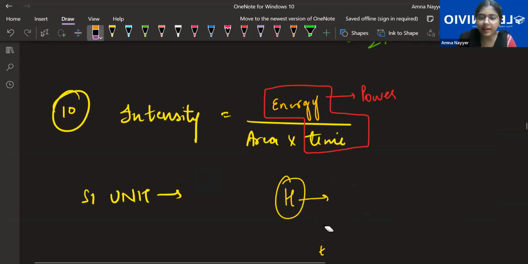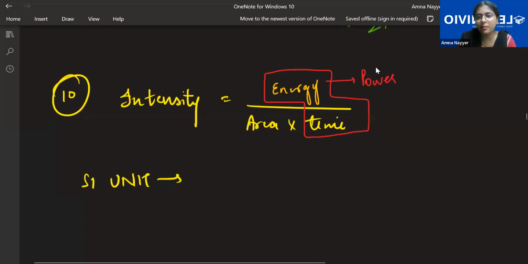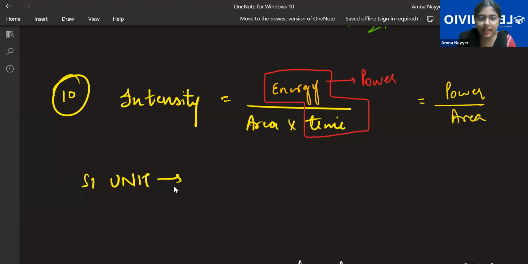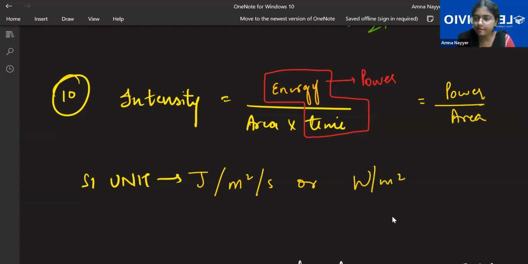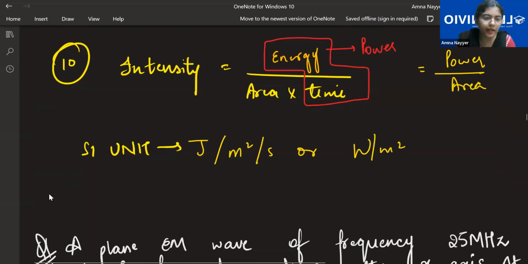Okay, ma'am. Identified this as power. If power is given, your intensity will become power upon area. Okay, ma'am. If I write the SI unit from here, this is joules per meter square per second, or from here you can simply say watt per meter square. Got it?